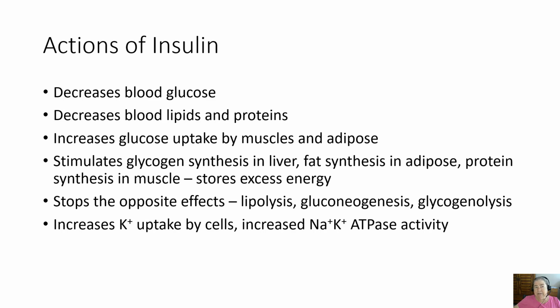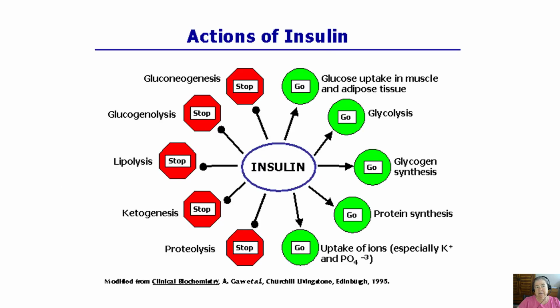The opposite effects are inhibited. So lipolysis, or the breakdown of fat, is inhibited, gluconeogenesis is inhibited, and glycogenolysis is inhibited. We quit breaking down fat, making new glucose, and breaking down glycogen. Insulin increases the uptake of potassium by cells. It does that by increasing the activity of the sodium potassium ATPase.